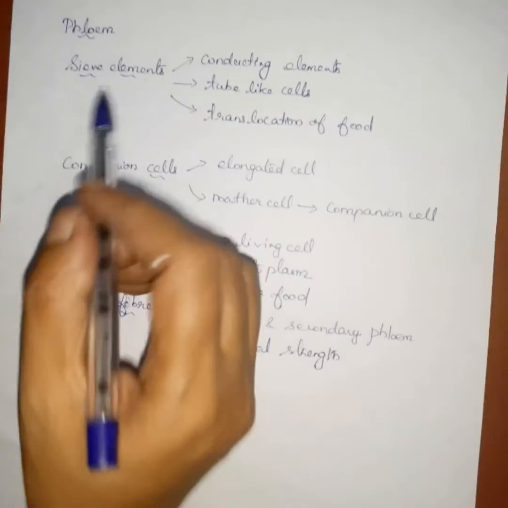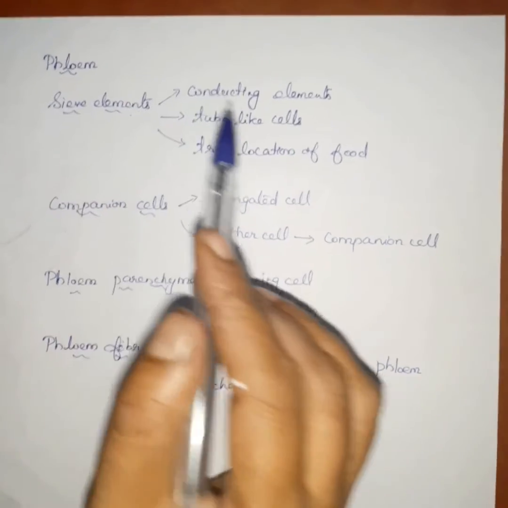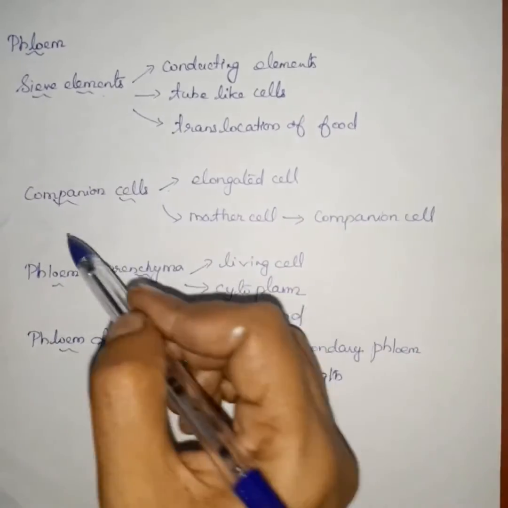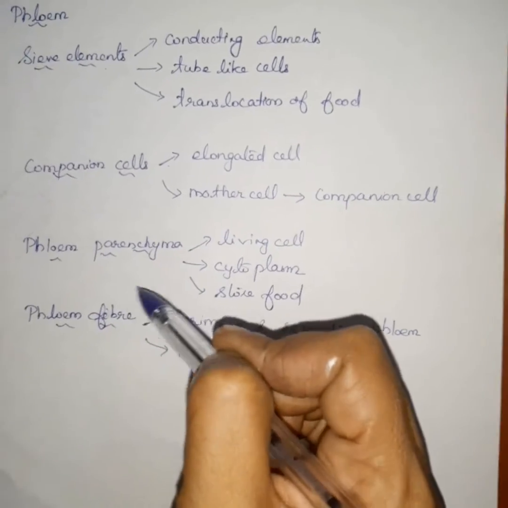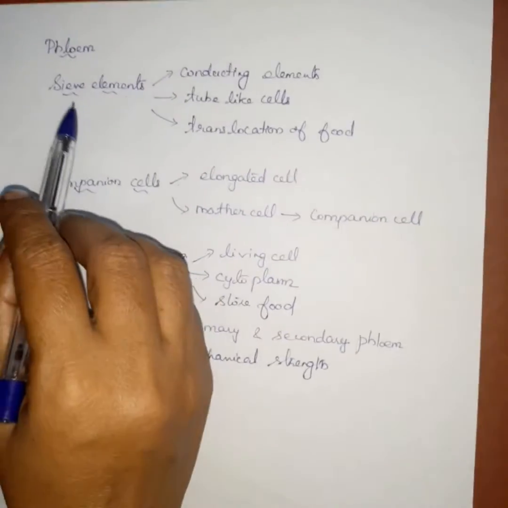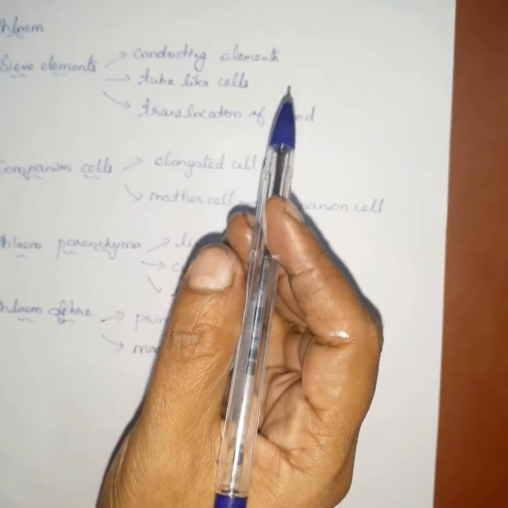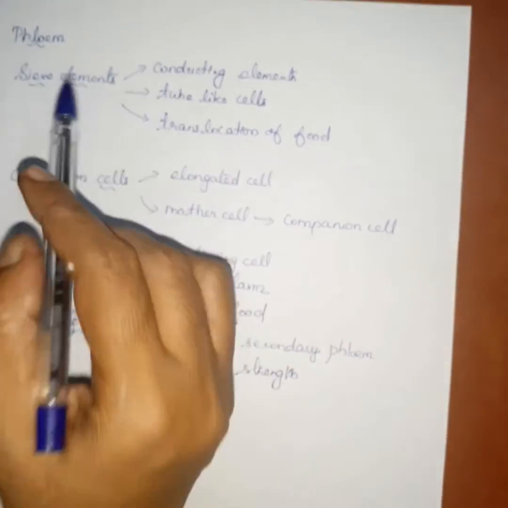Okay students, next we are going to study phloem. Phloem is a complex tissue and it consists of the following elements. First one is the sieve elements, second one companion cells, third one phloem parenchyma and next one phloem fiber. Okay, so now we are going to study the sieve elements. These are the conducting elements, and these are collectively called the sieve elements.